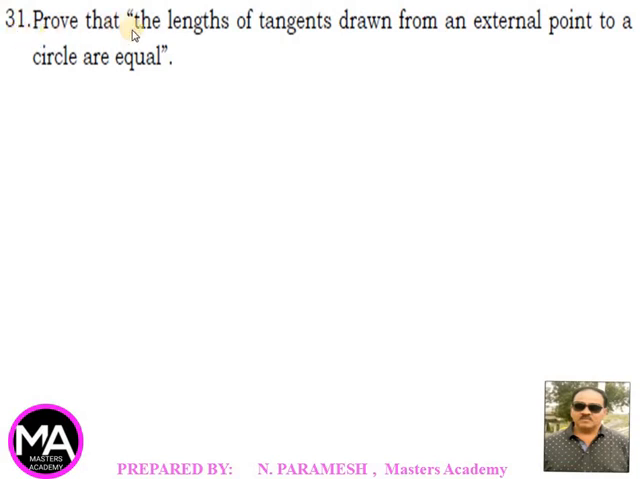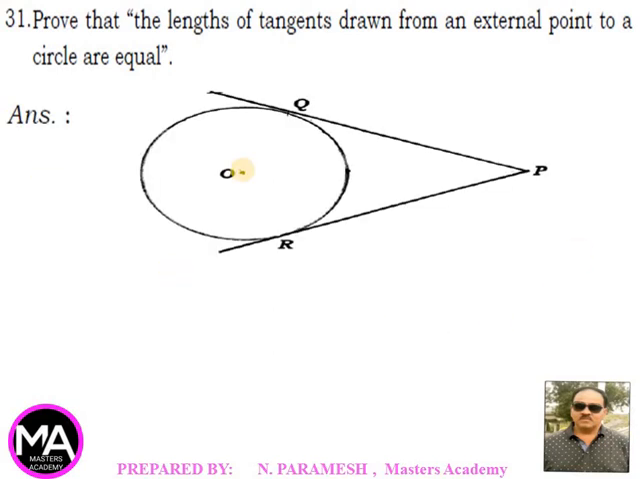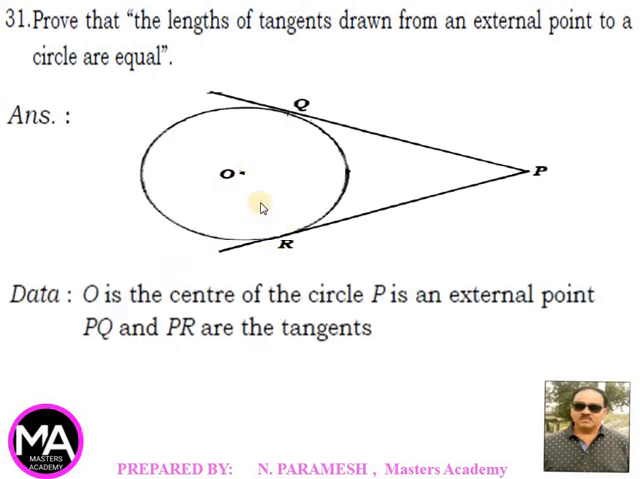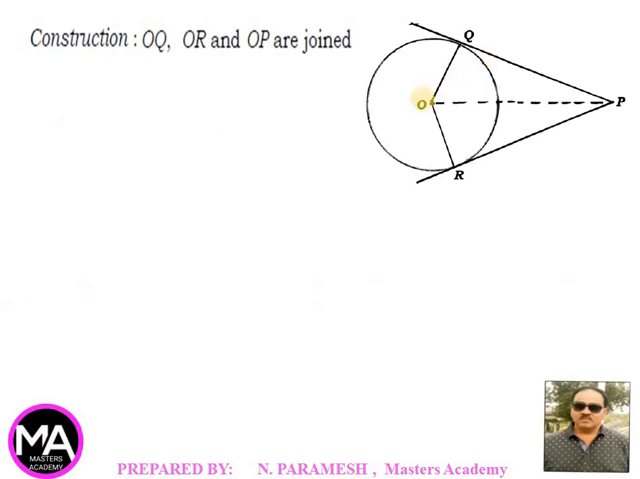31st question, prove that the length of the tangents drawn from an external point to a circle are equal. Answer, O is the center of the circle. Data, O is the center of the circle. P is an external point. PQ and PR are the tangents. To prove PQ is equal to PR. Construction, join OQ, OR and OP.